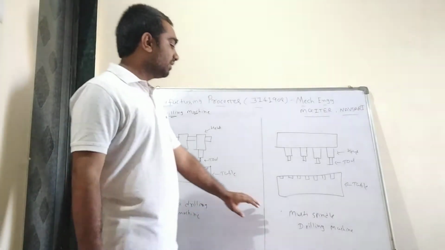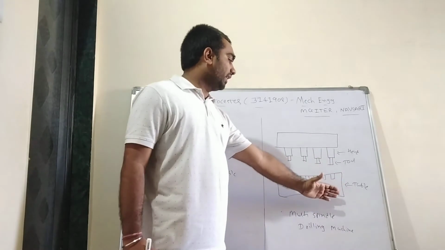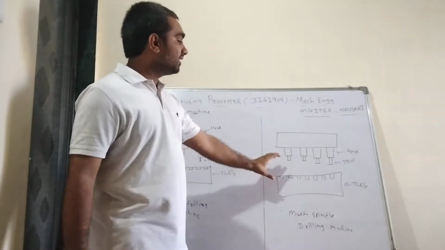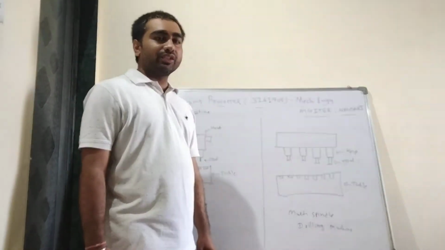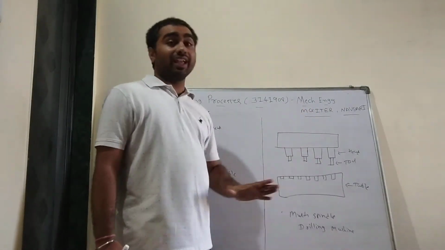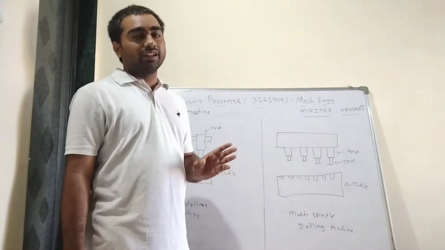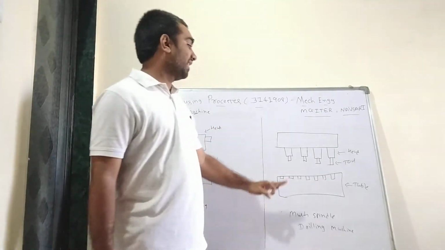Okay, the second one is the multi-spindle drilling machine. In the figure, this is the head and tool and this is the table. In this multi-spindle drilling machine, the powerhouse of all the heads is the same. That's why all the spindle heads run at the same speed.